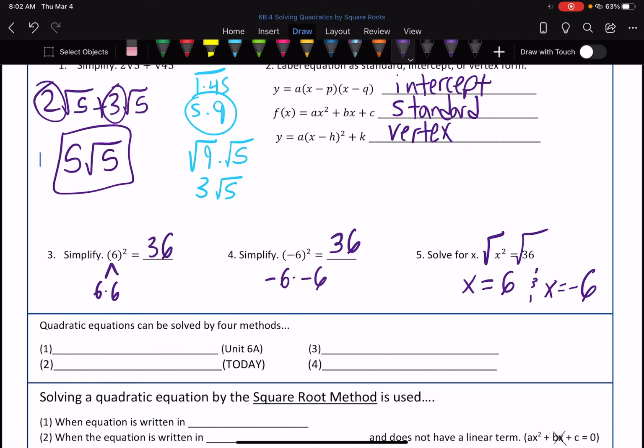Notice if you want to figure out how many solutions you should have, look at your exponent value. We have x squared, so it's to the second power. So we should have 2 answers for x. x is positive 6 and x is negative 6.